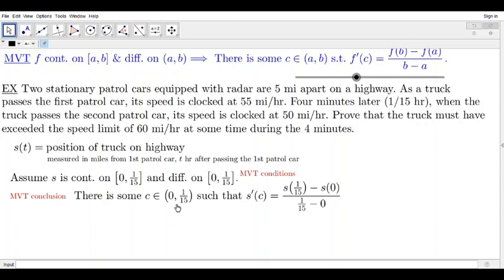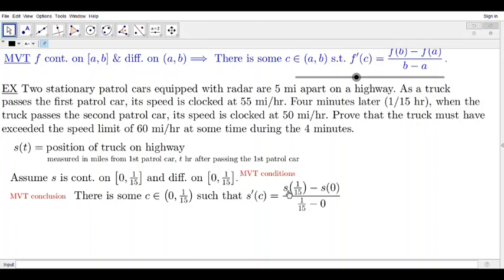S evaluated at 1 over 15 and 0, and then you take the difference of the function values, divided by the difference of the two t coordinates, 1 over 15 minus 0. Now, in the denominator, that's just 1 over 15. But in the numerator, the things that we're subtracting are the following. S of 0, the position at the origin at the start is at 0 because we defined S of t to be the measurement of the position from the first patrol car. So at time 0, our truck is in front of the first patrol car, so the location is 0.